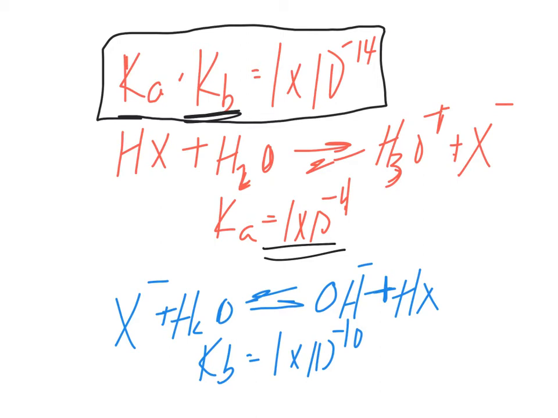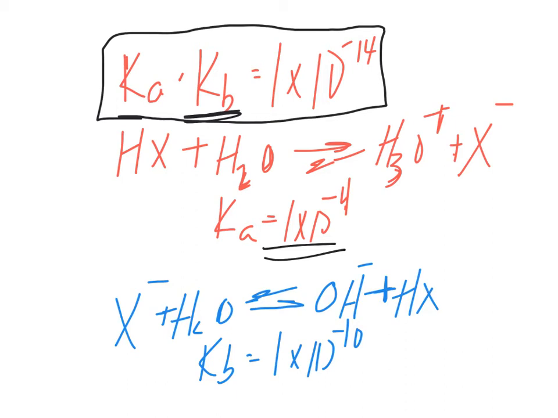And that's the deal with hydrochloric acid. It has such a huge Ka value that the equilibrium constant for its conjugate ion, Cl minus, is basically 0. And that's why chlorine does not hydrolyze in water.